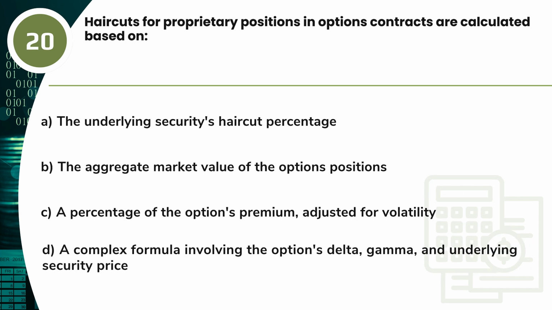Question 20. Haircuts for proprietary positions in options contracts are calculated based on A. The underlying securities haircut percentage. B. The aggregate market value of the options positions. C. A percentage of the options premium, adjusted for volatility. D. A complex formula involving the options delta, gamma, and underlying security price.